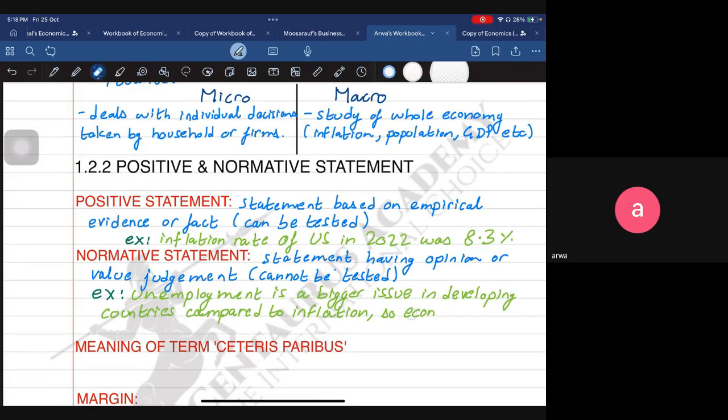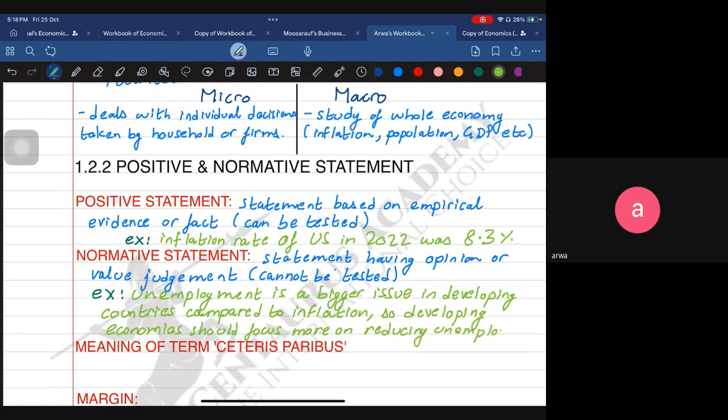Economies, or you can say the developing economies, should focus more on reducing unemployment. What is this statement? Here they're saying the first part is that unemployment is a bigger issue in developing countries compared to inflation. This itself is a normative statement, because it is an opinion that it's a bigger issue.